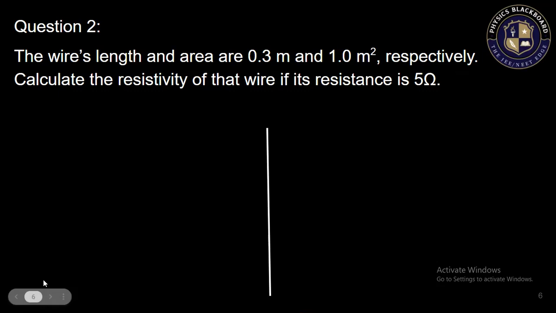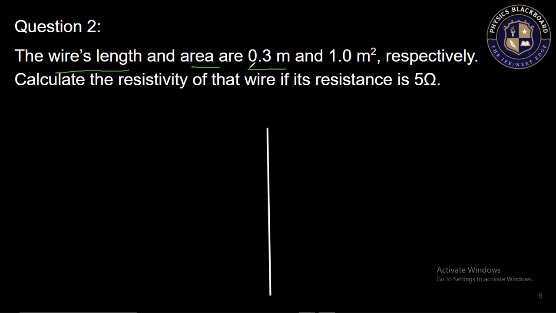Now coming to question 2. The wire's length and area are 0.3 meters and 1.0 meter square. That is, the length of the wire is given as 0.3 meters and its area of cross section is 1 meter square, respectively. Calculate the resistivity of that wire if its resistance is 5 ohms. That is, the resistance of the wire is 5 ohms.